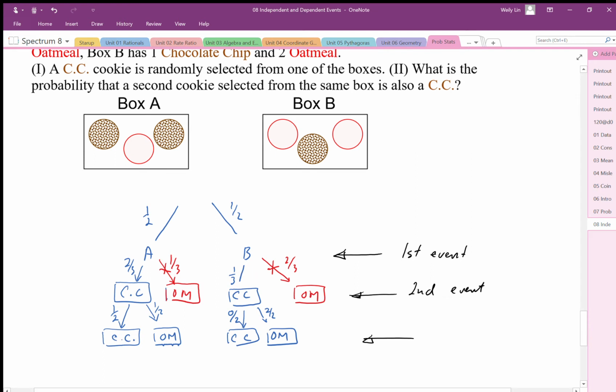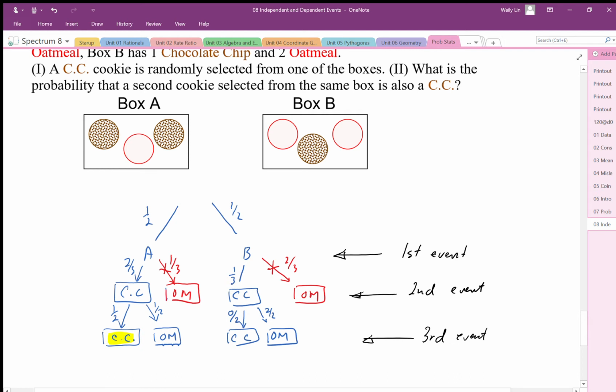So here, this is our third event. This is what we're being asked about. We're being asked about the third event. We want to have an outcome of chocolate chip on the next draw. So basically, we want to have this one. Because if I take a chocolate chip out of here, there are no more chocolate chips left, and there are only 2 oatmeal left. So we wouldn't be able to get a chocolate chip out of here. So nothing out of here would give us a positive outcome.